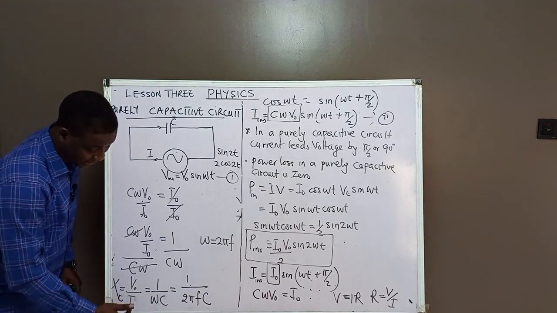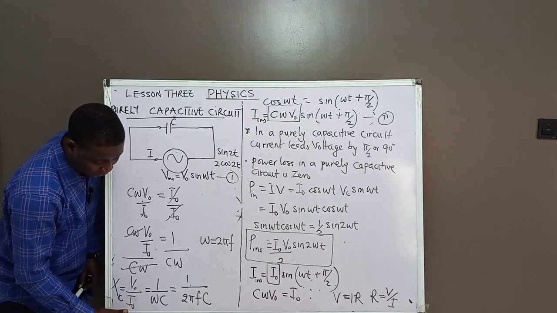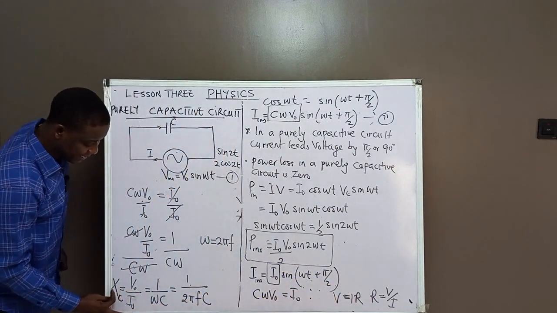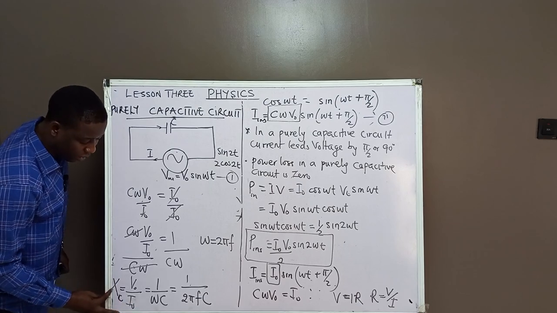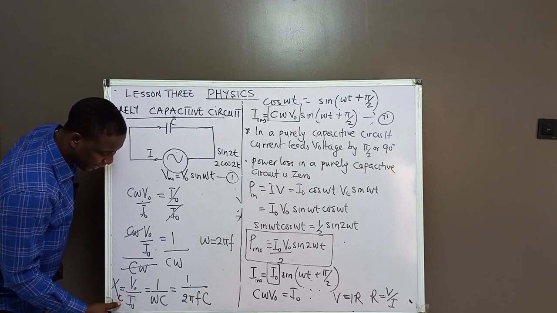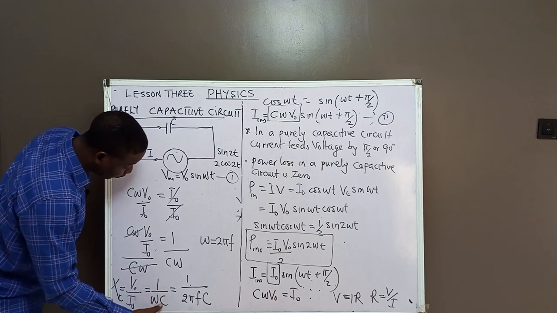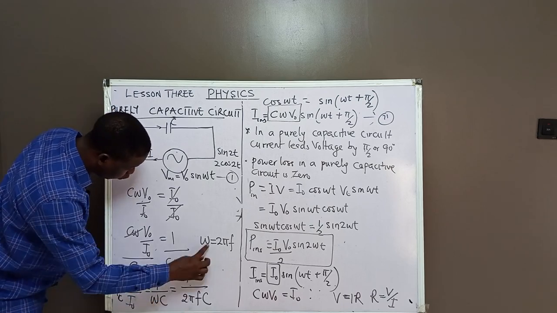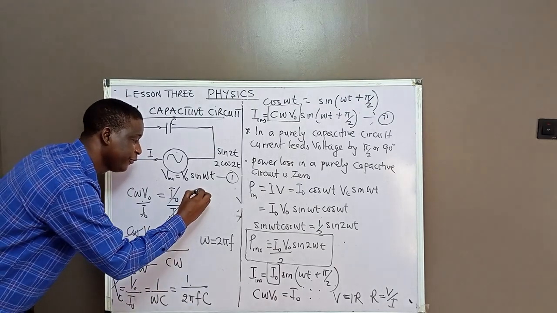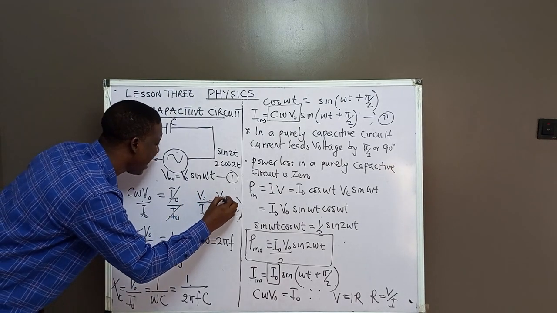So in that case, now what we are saying is, look at it, V naught over I naught, which is equal to R, we check. But our R here is not the normal R, but X is the symbol we always use. XC, that means capacitive reactance, equals V naught over I naught, equals 1 over WC. W is equal to 2 pi F, so XC is 1 over 2 pi FC.